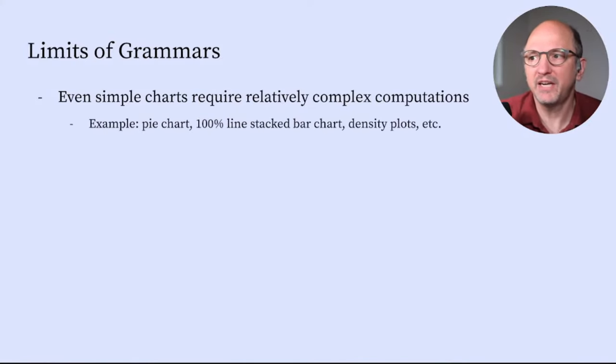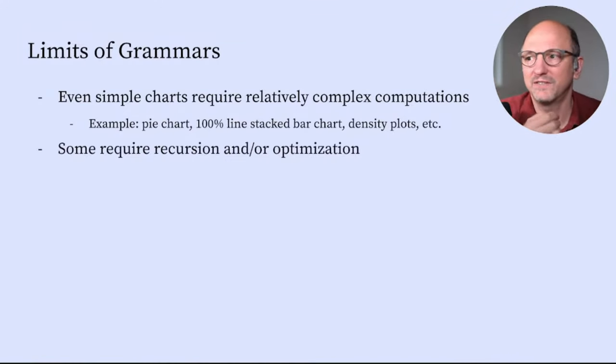So my example here is a pie chart. Or a 100% stacked bar chart, or a stacked area chart is the same thing. Or things like density plots. There's a lot of things that look simple, but that require a whole bunch of computation, and you can't specify that from building blocks. You have to have that built in. And actually, one of my criticisms of the grammar of graphics was always that tree maps are kind of tacked on as their own thing. You can't actually make tree maps in the grammar of graphics.